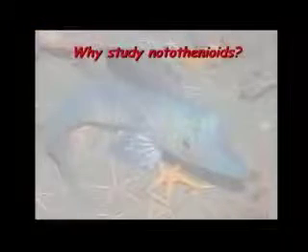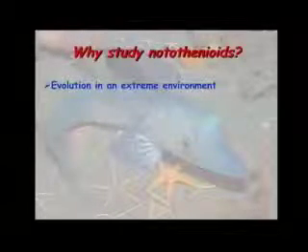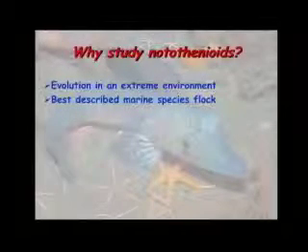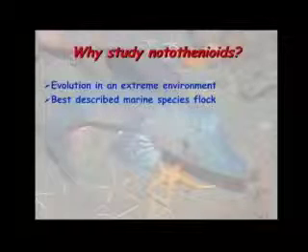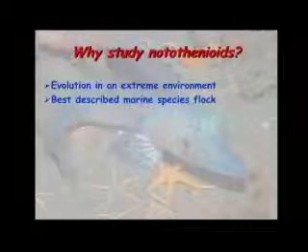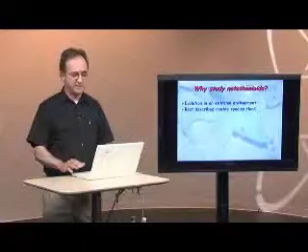Well, there's a number of reasons that I can enumerate. The first is they're an excellent example of evolution in an extreme environment. They are also the best described marine species flock that we know of. A species flock is a group of organisms that have rapidly radiated from a last common ancestor to give rise to a disparate group of species in a very short time frame.